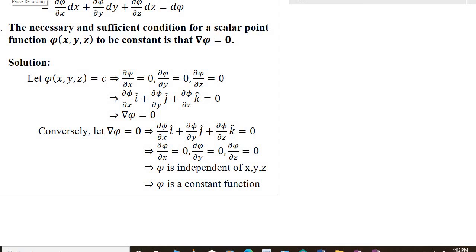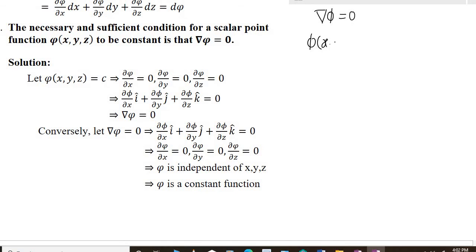Second one, the necessary and sufficient condition for a scalar point function phi of x, y, z to be constant is that grad phi equal to 0. This is a necessary and sufficient condition. That's why we want to prove both cases. In case 1, I am going to take phi of x, y, z equal to c. So that means constant.